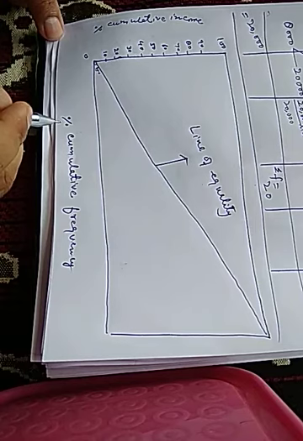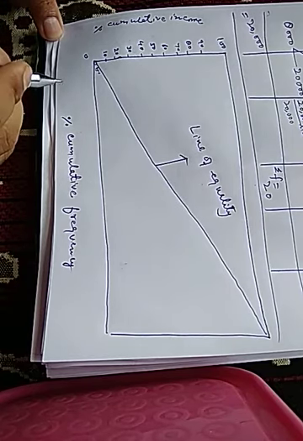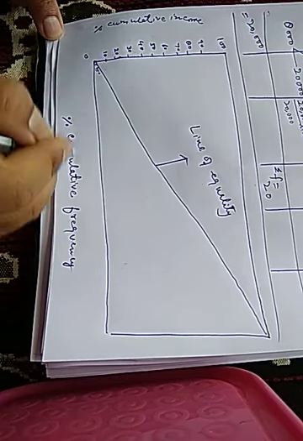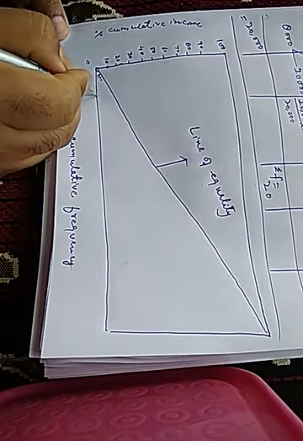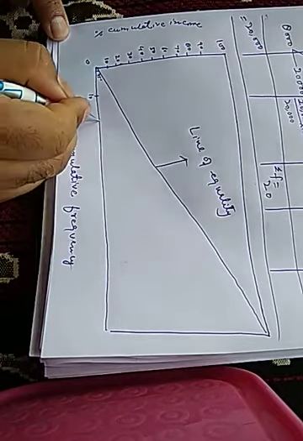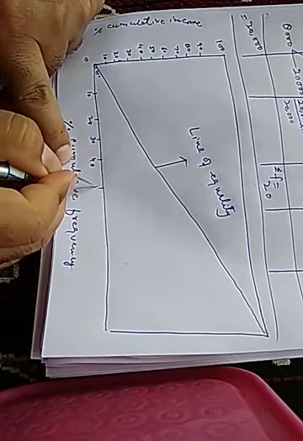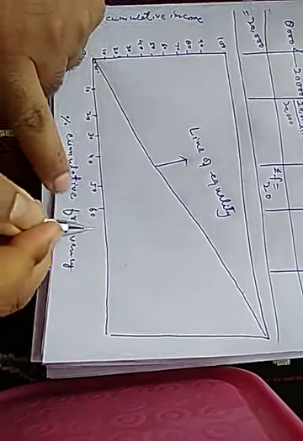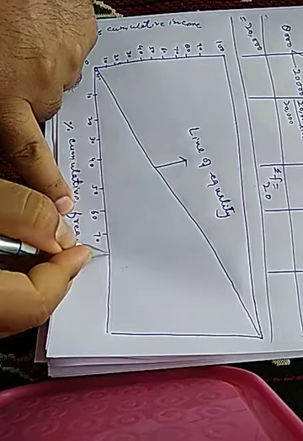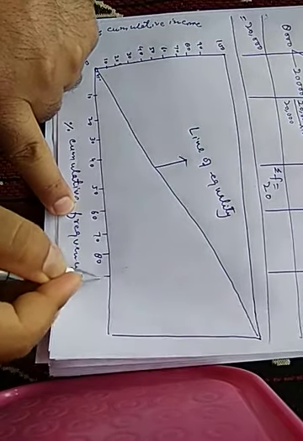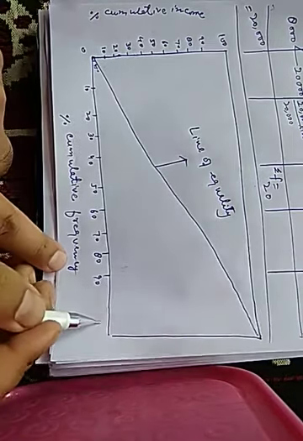Now we will write the percentage cumulative frequency on horizontal axis or x-axis. 10, 20, 30, 40, 50, 60, 70%, 80%, 90%, and 100%. For this, you have to make use of scale and pencil in order to draw neat and clean diagram.